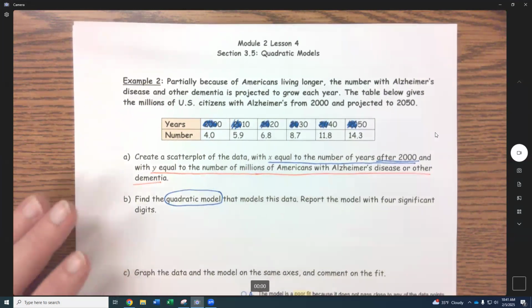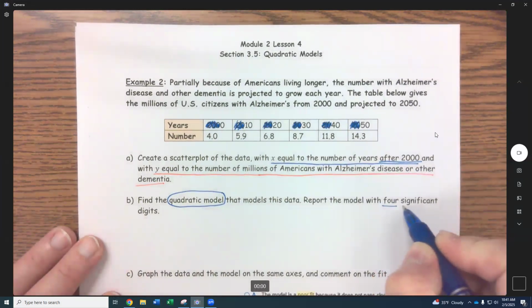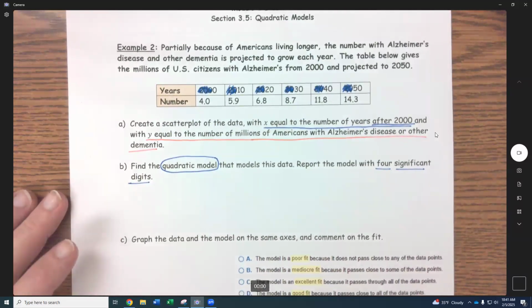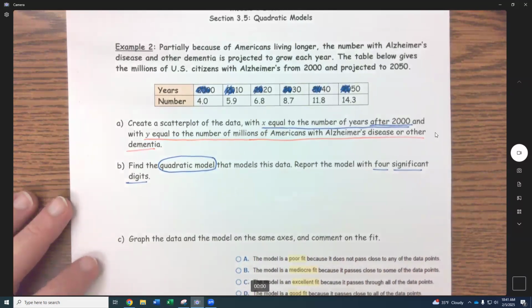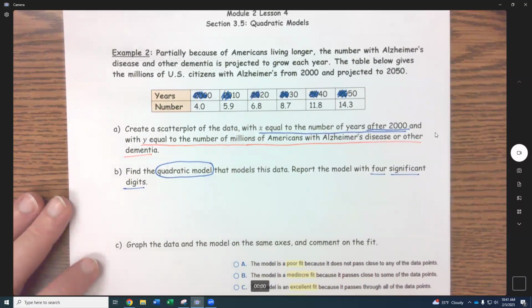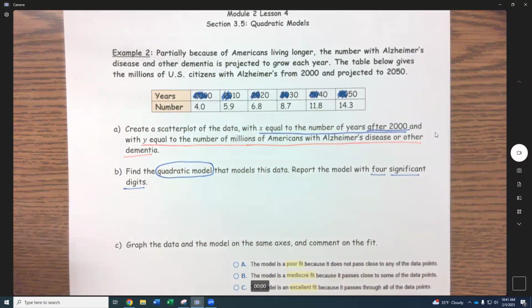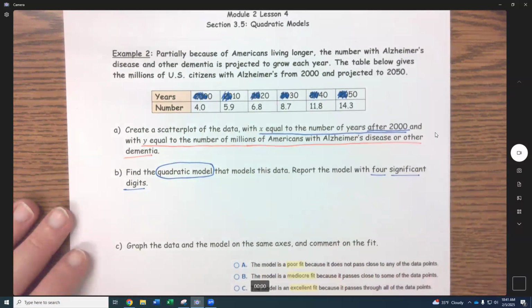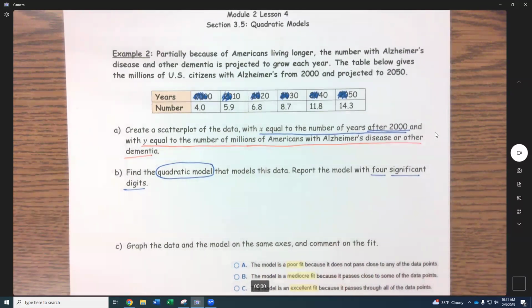Report the model with 4 significant digits. I believe if you have to take chemistry, you're going to get real familiar with significant digits. I do have an additional lesson over significant digits. If you don't know what significant digits are, it should be in this playlist right before this examples, in between examples 1 and 2. So watch that video if you have no idea what a significant digit is. But I'm going to assume we've all watched that video or have had chemistry and are familiar with it.